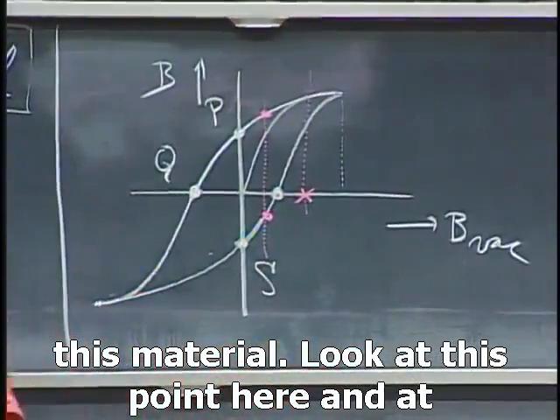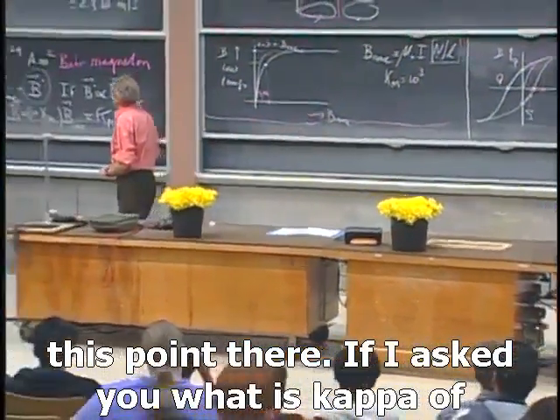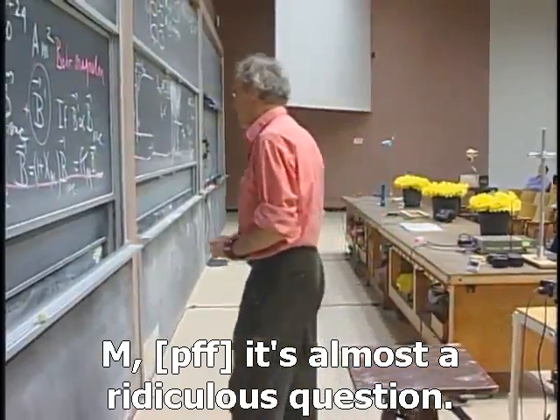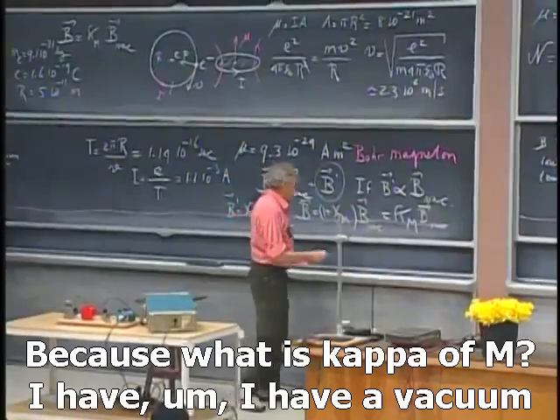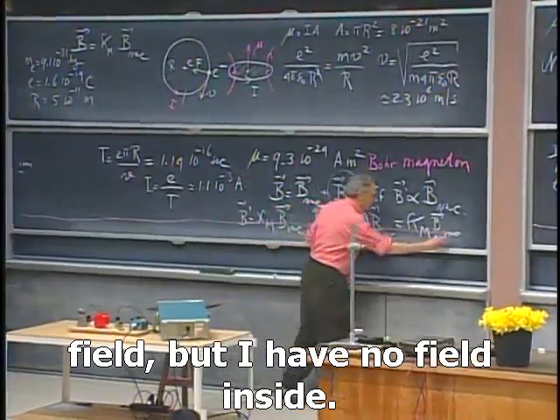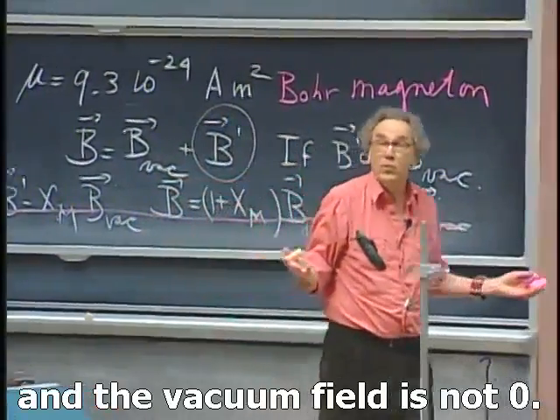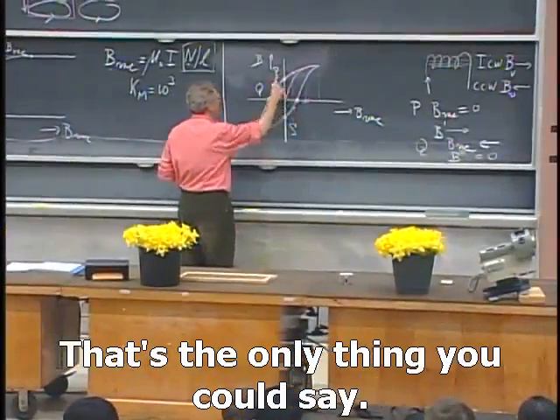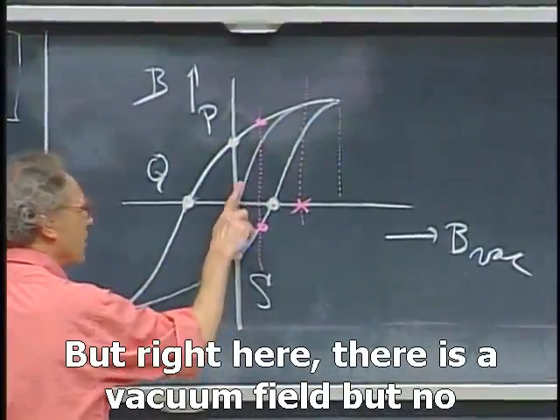Look at this point here and at this point there. If I asked you what is kappa of m, it's almost a ridiculous question, because what is kappa of m? I have a vacuum field, but I have no field inside. So the field inside, which is B, is 0, and the vacuum field is not 0. So you would have to answer kappa m is 0. That's the only thing you could say. Quite bizarre, right? But right here, there is a vacuum field, but no field inside. So kappa m is 0 here, and kappa m is 0 here. And remember, here it was 1,000.